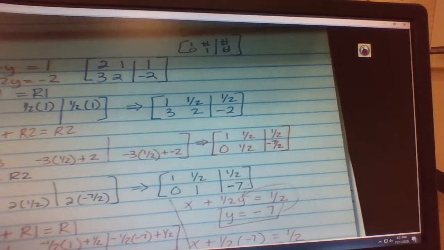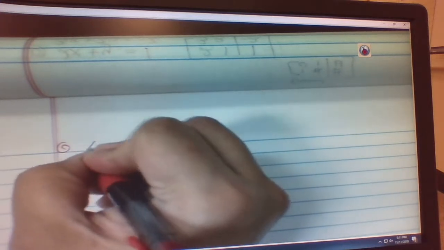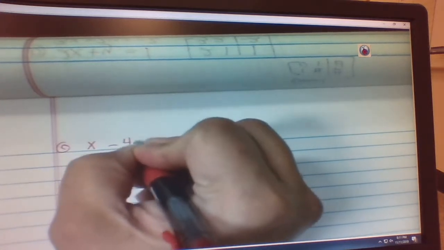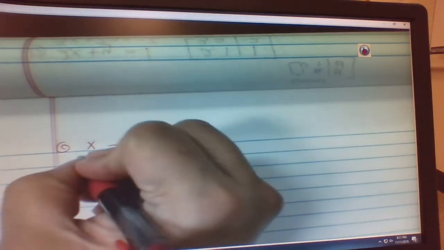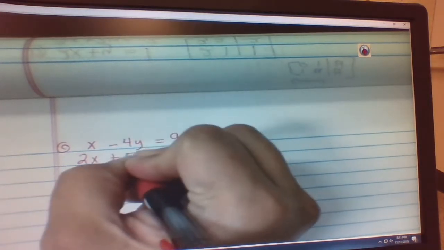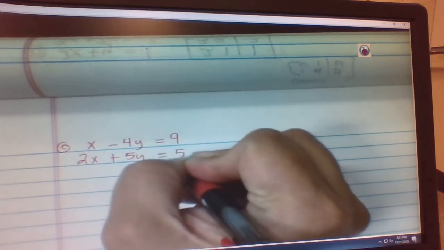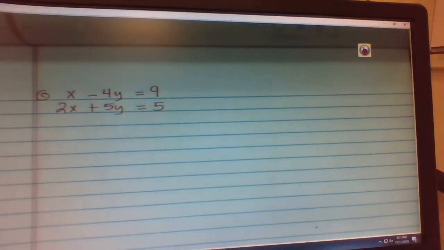All right, I want you to try one. So that means you write down the first step. Wait 20 seconds for everybody to write down the first step they would take. I would write it down to see if we agree, if it would be the same, and then you do the operation. So for C, x minus 4y equals 9, 2x plus 5y equals 5. So write it down as a matrix.